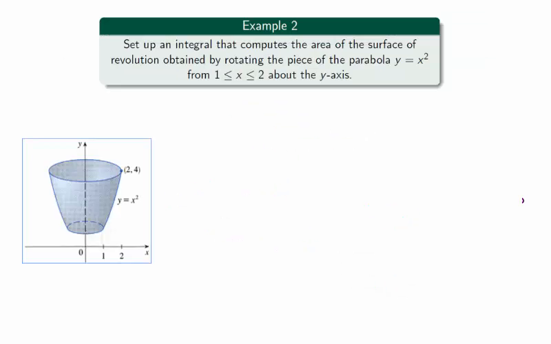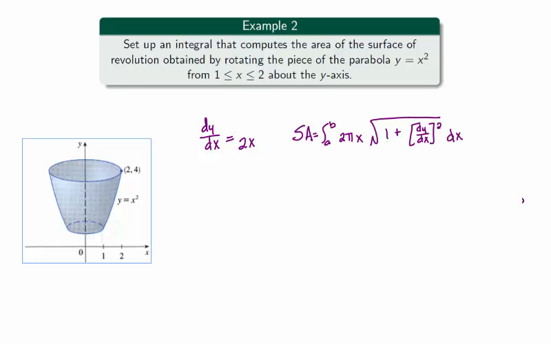Let's do another example. Set up an integral that computes the area of the surface of revolution obtained by rotating the piece of the parabola y equals x squared, from 1 less than or equal to x less than or equal to 2, about the y-axis. We have that dy/dx equals 2x, and hence the surface area is equal to the integral from a to b of 2 pi x times the square root of 1 plus dy/dx squared dx, which equals the integral from 1 to 2 of 2 pi x times the square root of 1 plus 4x squared dx.